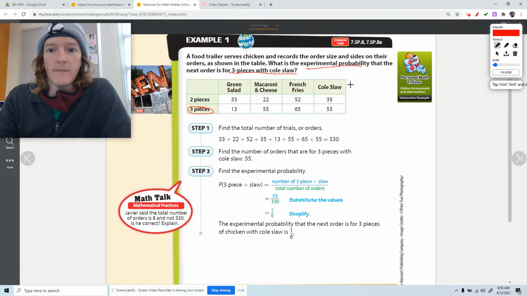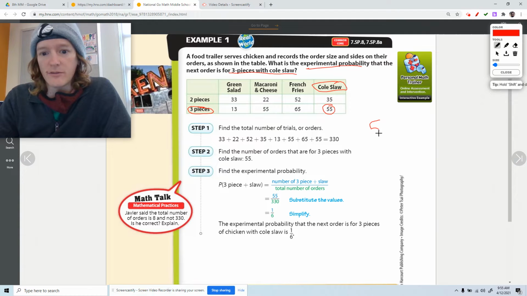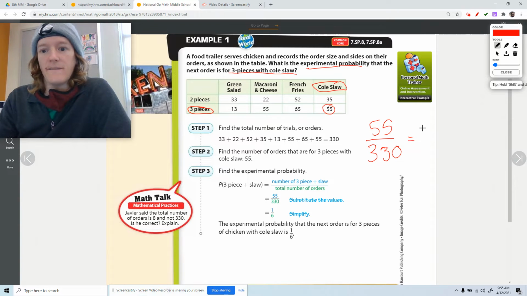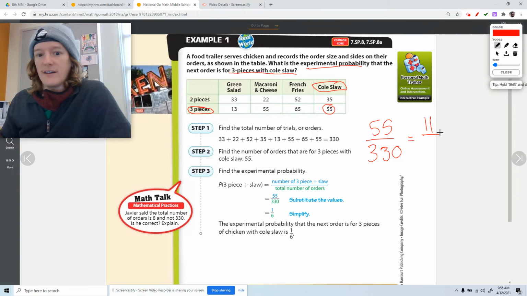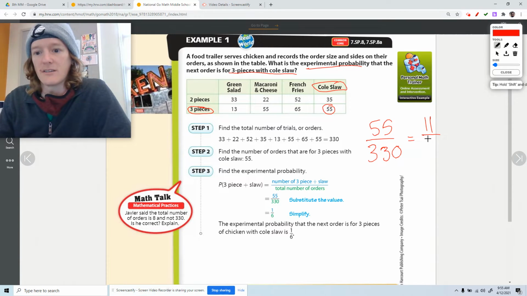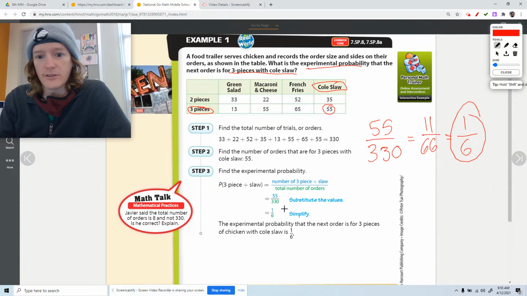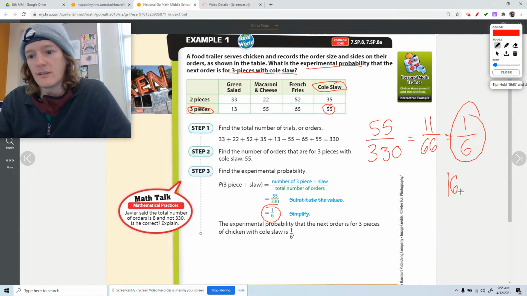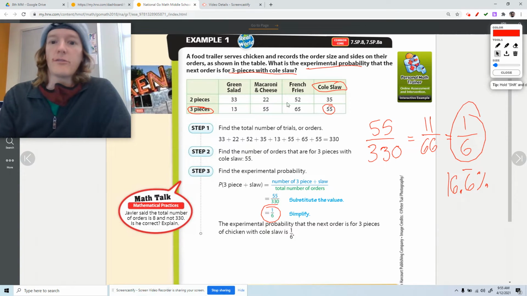So to find out the experimental probability someone gets a 3-piece with coleslaw, that's 55 people. So 55 out of 330 total. We can reduce this. We can divide by 5. 55 divided by 5 is 11. 330 divided by 5 is 66. And you can divide that one by 11. That's 1/6, which is what they got here. 1/6, or 1 divided by 6, is about 16.6 repeated percent. That's how many people got 3 pieces and coleslaw.